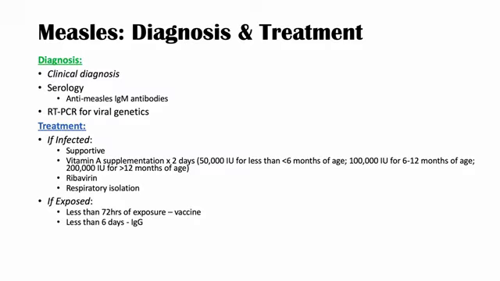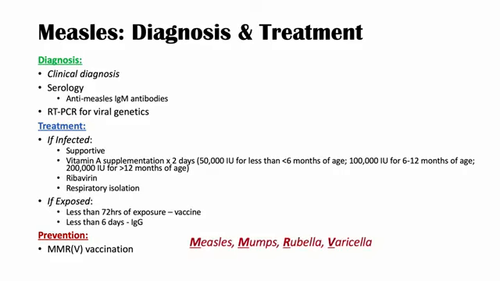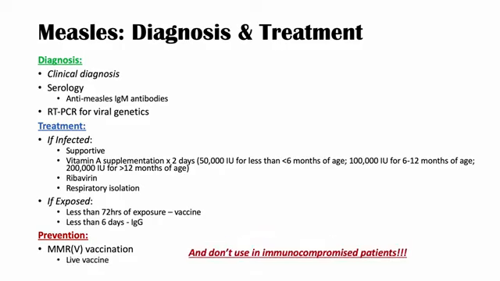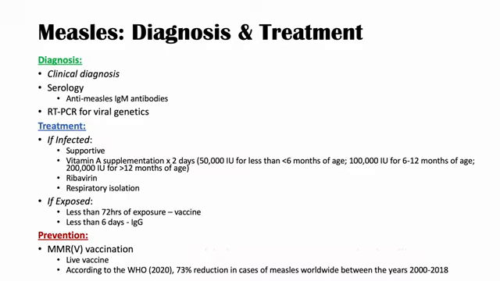But the best thing we can do is try to prevent becoming infected with measles in the first place. And the best way to do that is using the MMR or MMRV vaccinations. So measles, mumps, rubella, and V for varicella vaccinations. And these are live vaccinations, so you don't use them during pregnancy. We see the evidence of how effective vaccinations can be by looking at data from the World Health Organization. The World Health Organization has estimated that there has been a 73% reduction in cases of measles worldwide between the years 2000 to 2018, and it's in large part due to widespread vaccination.